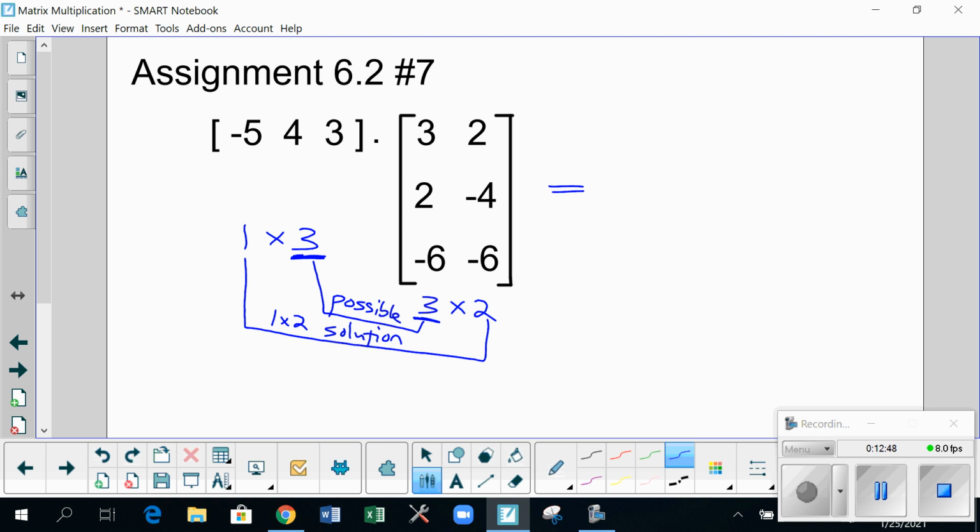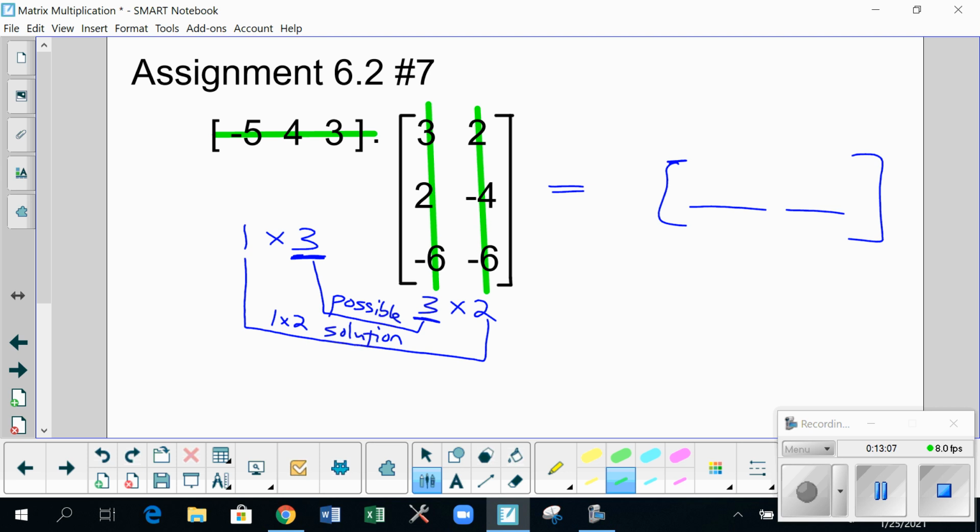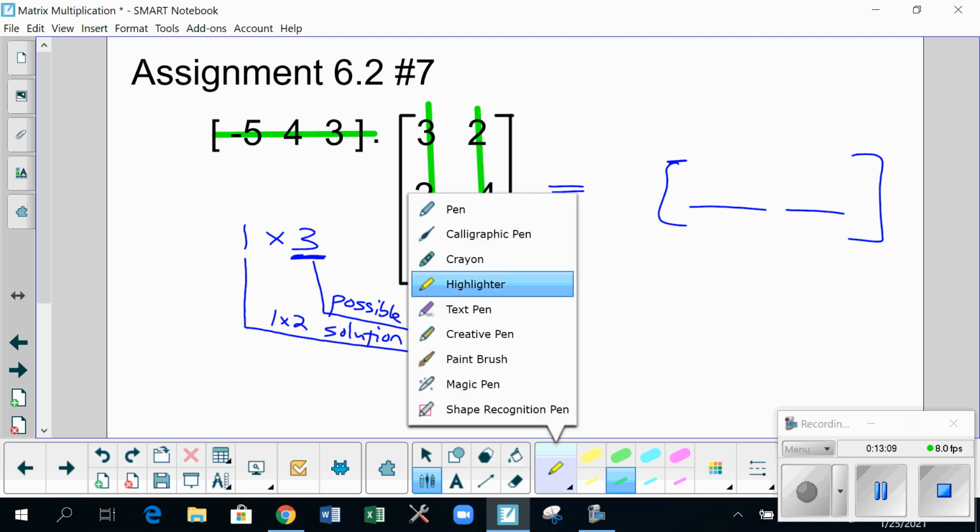Okay, so I'm going to write over here, my solution is just 2 elements. It is going to have 1 row and 2 columns. So how do we get these answers? Let me pull up my highlighter. I'm going to highlight the rows of the first matrix, and the columns of my second matrix. And then we're going to start grouping these together.